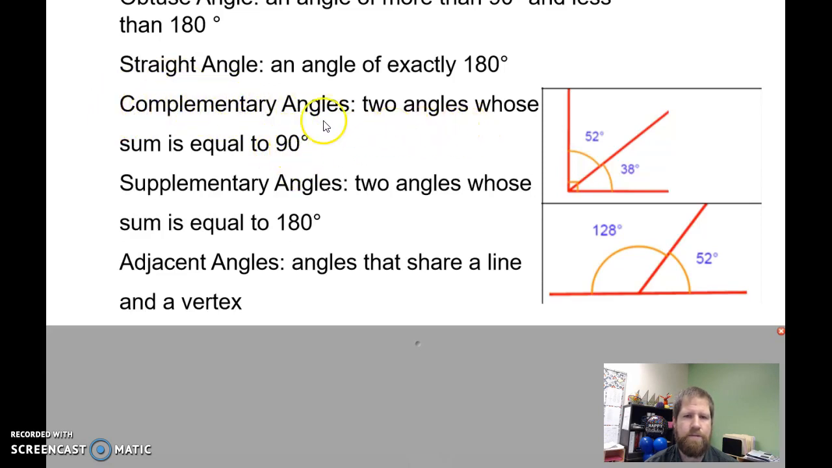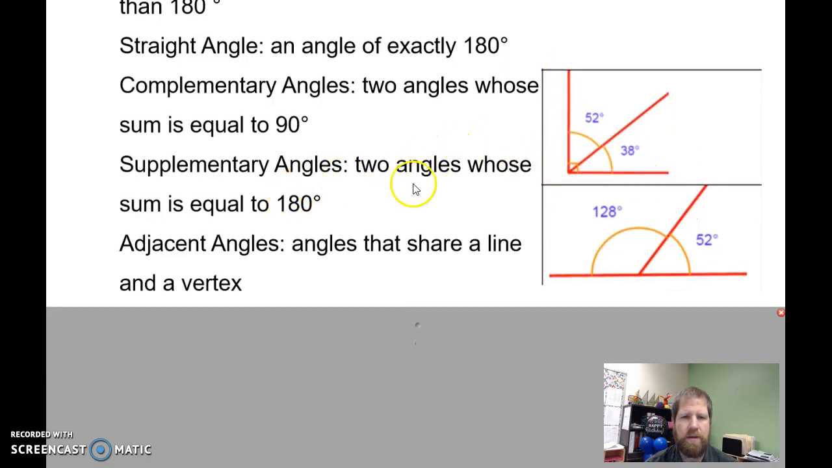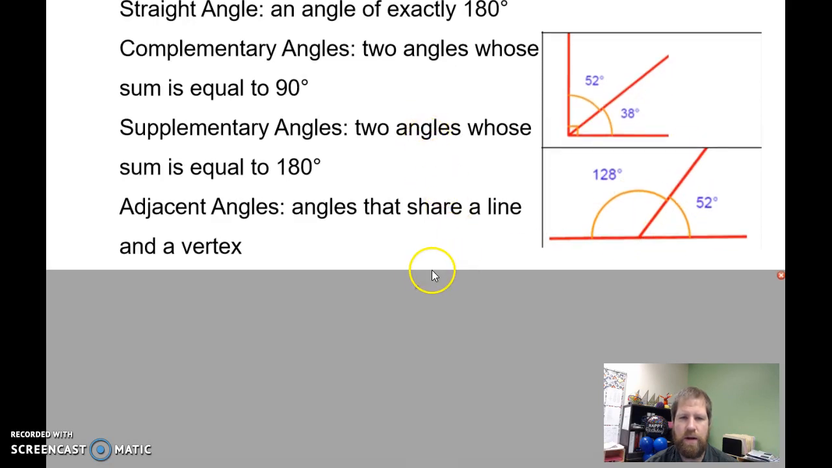Complementary angles are two angles that add up to form a right angle, a 90-degree angle. And supplementary angles are two angles that add up to 180 degrees. So we've got a 90-degree angle that two angles add up to, or a straight line 180-degree angle that two angles add up to.